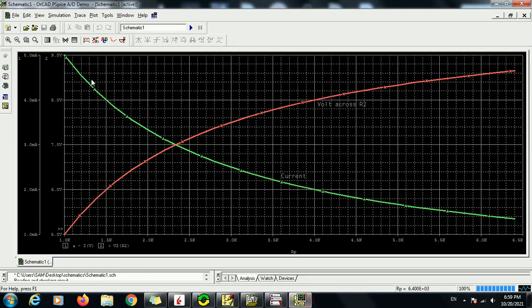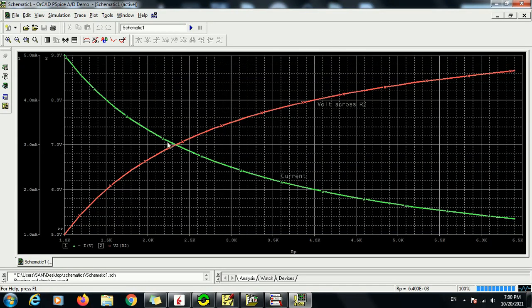If we go back to the simulation here, we can see the green, which is the current. It starts with 5 milliamps, and as we increase the value of the resistor R2, the sum of the two resistors of course will increase, so we get a decrease in the current, and it's also a non-linear decrease in the current. However, it is following the same pattern of the voltage, so they are decreasing at the same rate or increasing at the same rate where they intersect here.